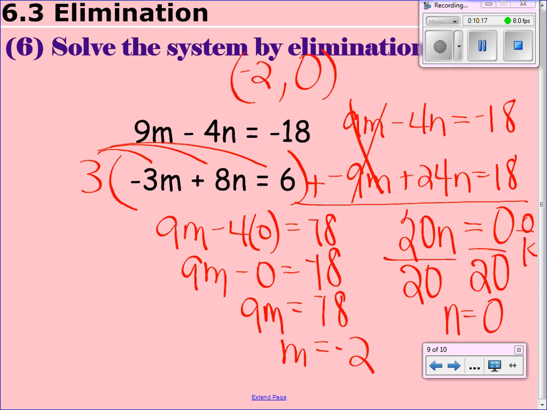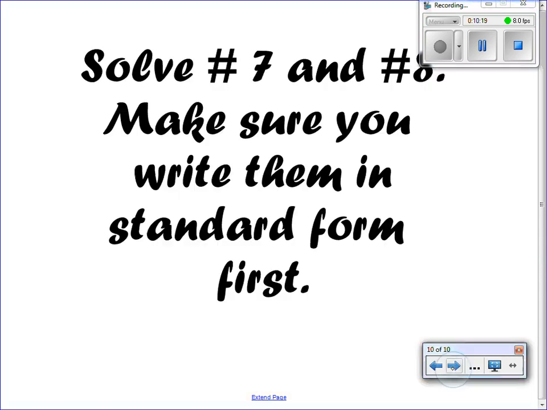And there's your answer. So now you can try the other two, 7 and 8, but make sure you write them in standard form before you try to solve them. If you have any questions, just come and see me during Pam's time tomorrow.